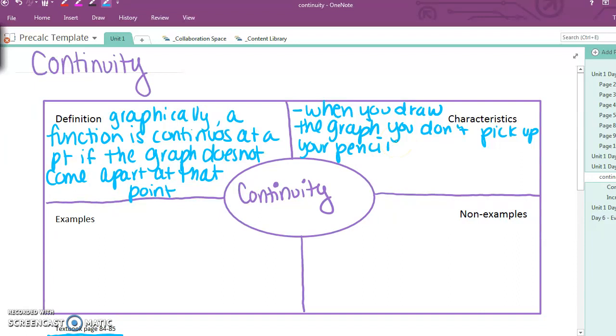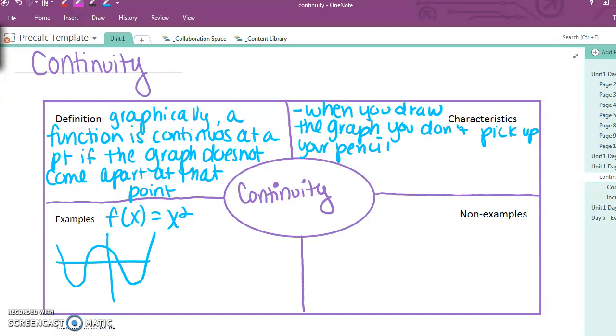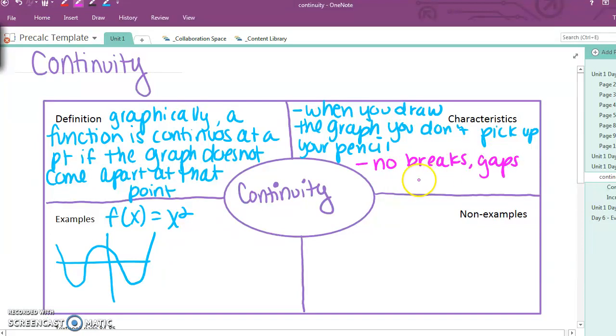So for example, one example is f of x equals x squared. A parabola is continuous. Another example, here's a picture. If I draw it, I don't pick up my pencil. So something like this, I didn't pick up my pencil to graph it. Other characteristics is that it contains no breaks, gaps, or holes in your graph. So there are no undefined points.